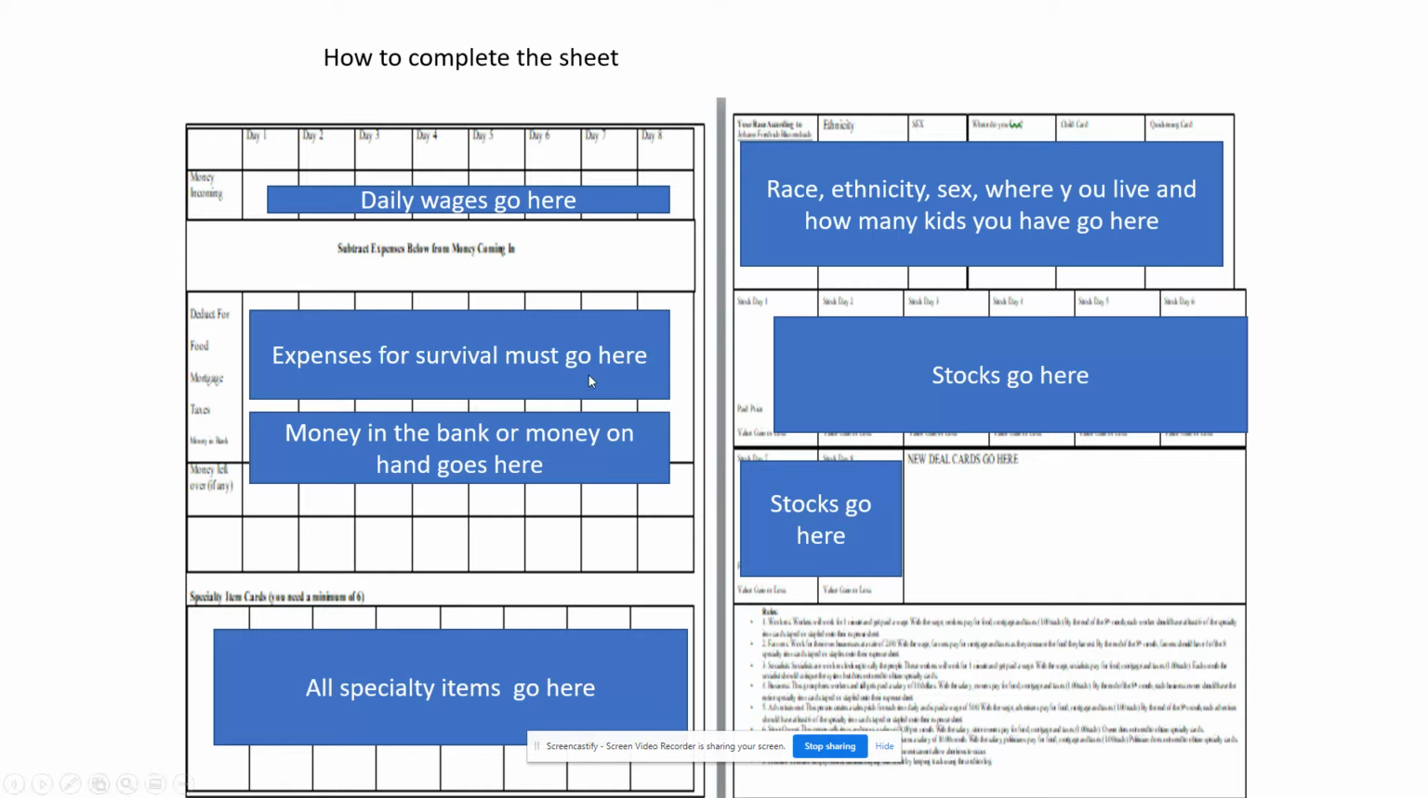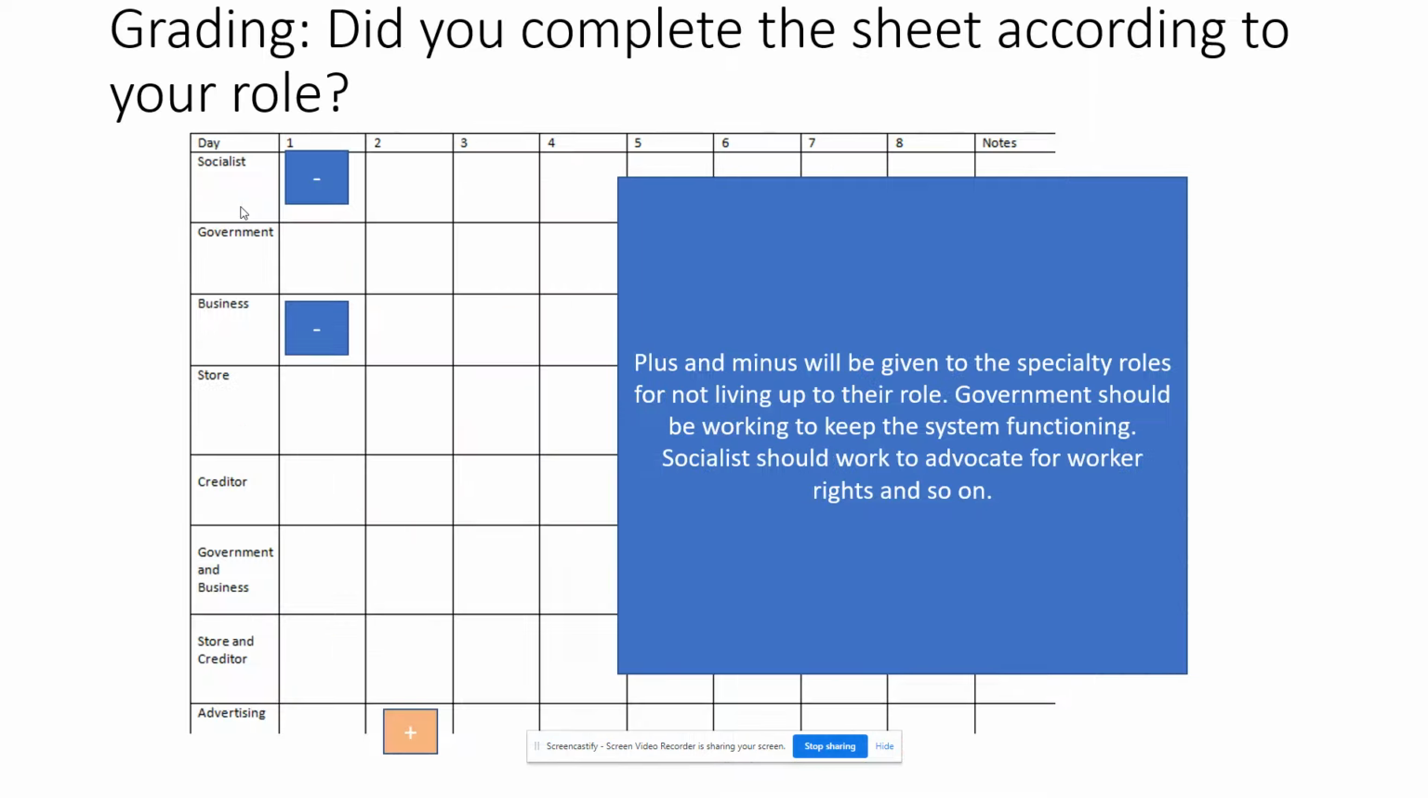I'm looking to see your expenses here, your specialty items here. If you choose stocks, they go here. These cards will be handed out at random, and then your daily wages go here. So during class, I will say, all right, get up. We're going to have one round. We're going to work for a minute. You do the motion.